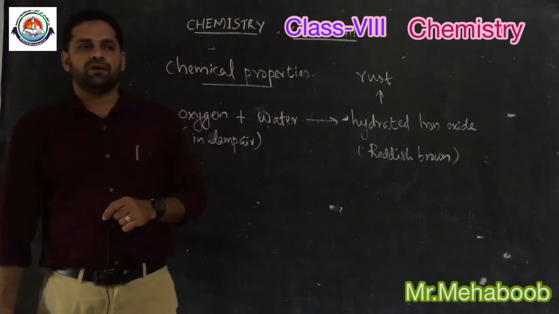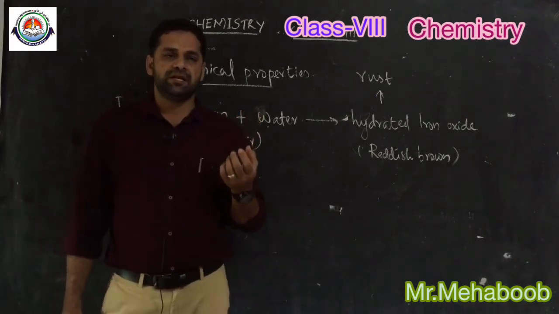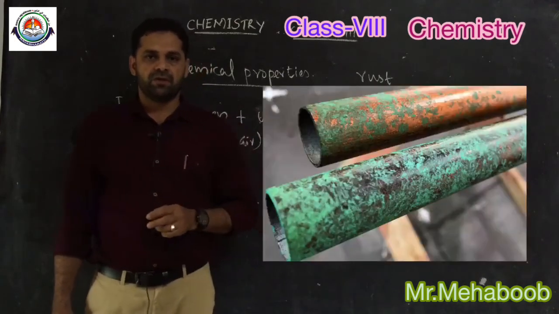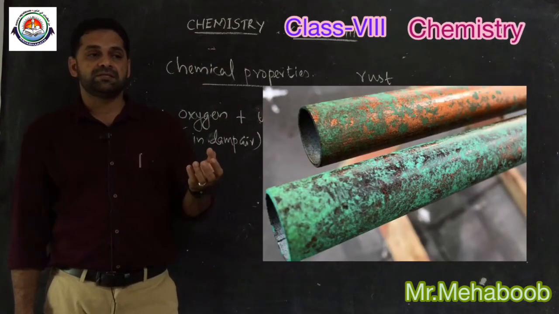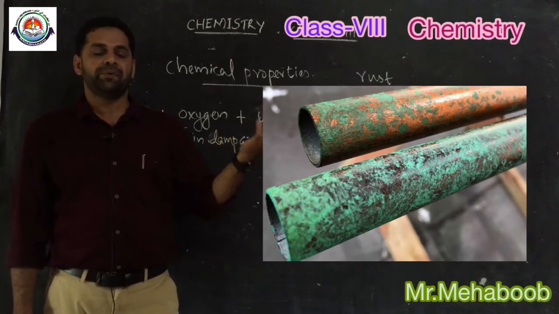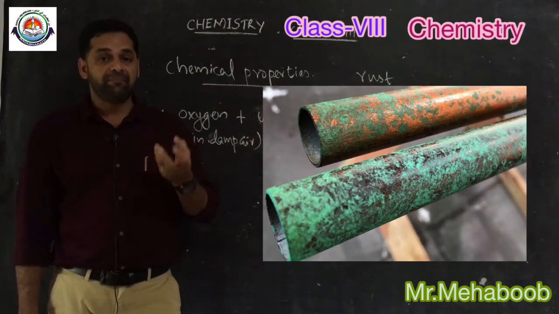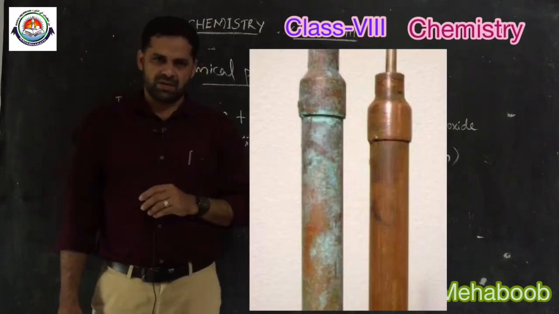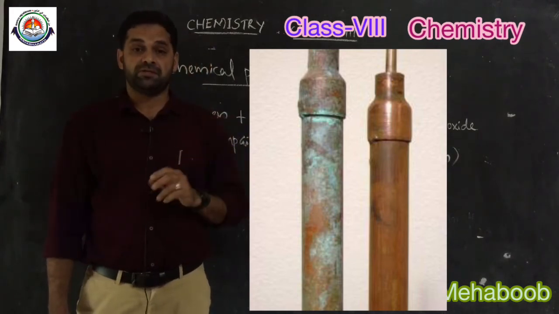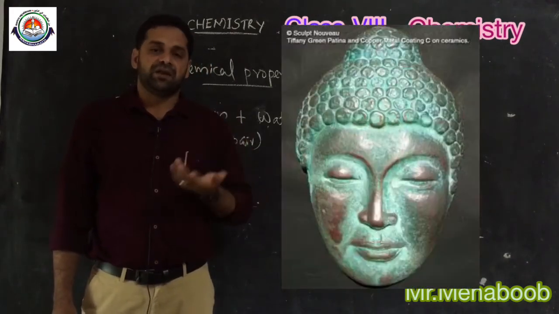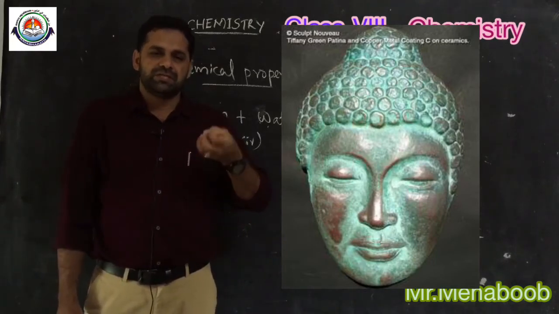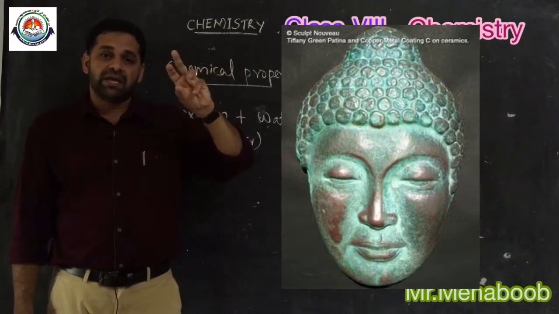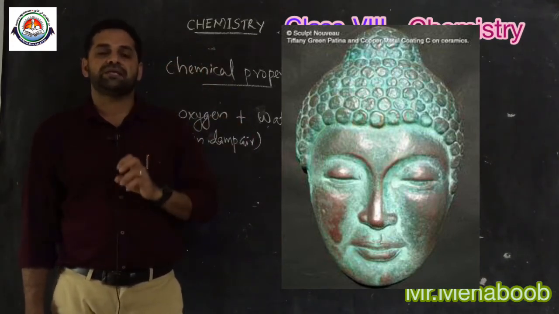We know when copper materials or copper utensils are kept for a longer period of time in damp air, you can see that there is a green coating on the surface of these copper utensils, or copper gets tarnished. Copper loses its shiny appearance and it is coated with a green coating. So, what is happening there?